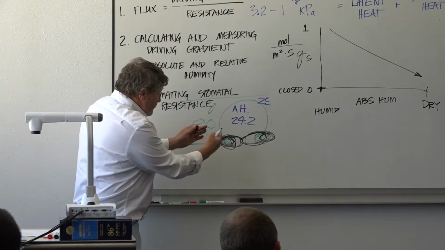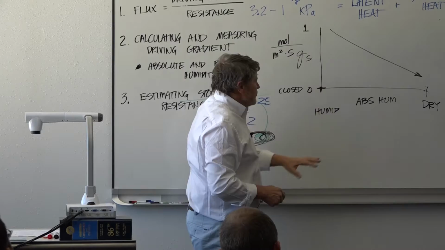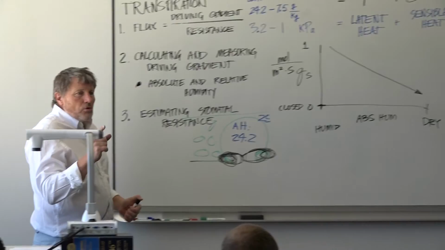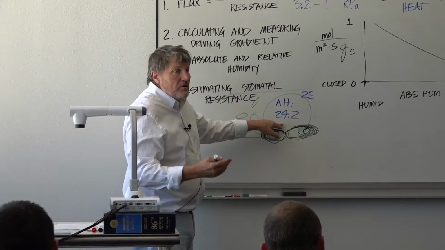So there's a basic relationship between humidity, and this is really this driving gradient here, and stomates. Stomates close at night. Great, it conserves water. They need to get CO2 in for photosynthesis, but there's no photosynthesis at night, so they close.